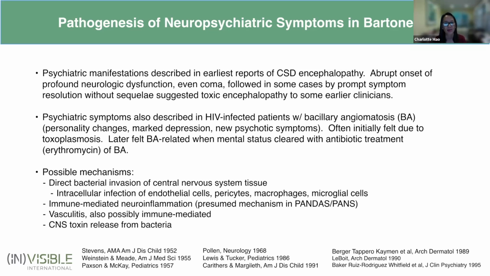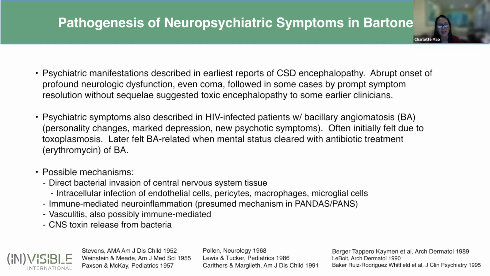Psychiatric symptoms were also described in HIV-infected patients with bacillary angiomatosis, which is a dermatologic manifestation that is really seen just in severely immunosuppressed patients like HIV patients. And the psychiatric symptoms included personality changes, marked depression, new psychotic symptoms. Initially, they were felt to possibly be related to some other opportunistic infections, such as toxoplasmosis. But later, when the mental status problems cleared with antibiotic treatment of the bacillary angiomatosis, the psychiatric symptoms were felt actually related to the bacillary angiomatosis.